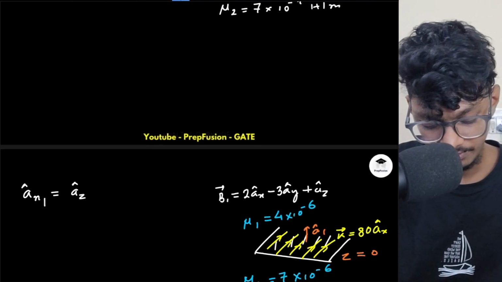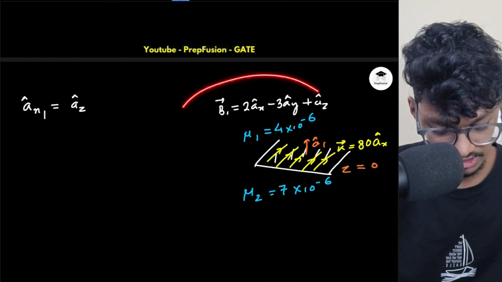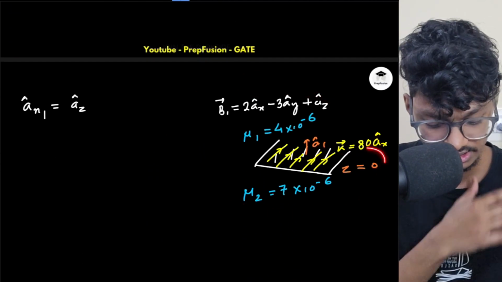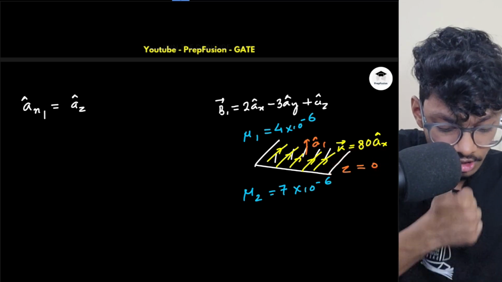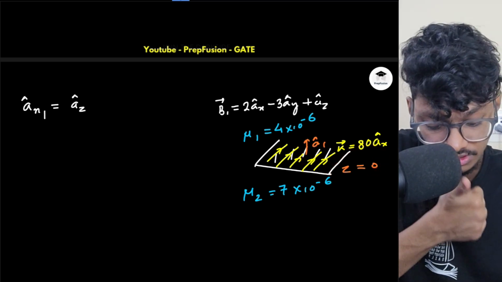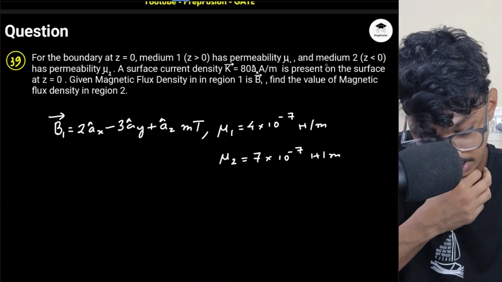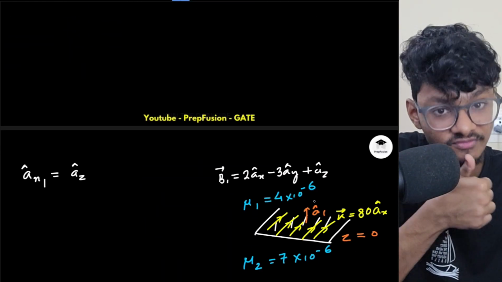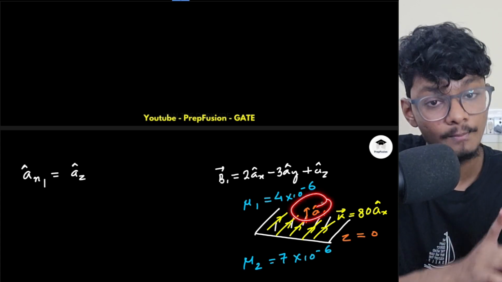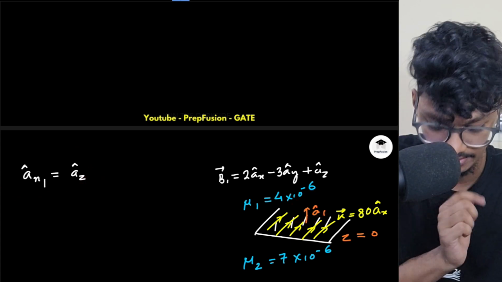So you have to apply the boundary conditions. I have just written the things here, whatever is required. This is the z equals 0 surface, and this is a_n1 cap. What will be the direction of a_n1? It will be positive, because what have they told us? Medium 2 is z less than 0 and medium 1 is z greater than 0. So my reference will be medium 1, so it will be plus az cap. That's why I have chosen plus az cap.